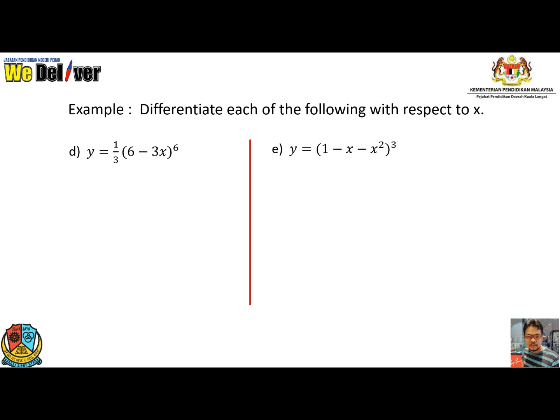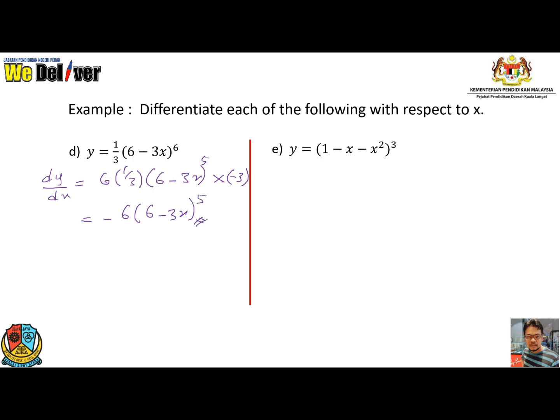Example d, y equals 1 over 3 in bracket (6 minus 3x) to the power of 6. We find dy/dx equals, so 6 in front, the power outside the bracket, times 1 over 3. Copy inside the bracket, (6 minus 3x) to the power of 6 minus 1, so you get 5, times differentiate inside the bracket, you get -3. So simplify, you get -6 times (6 minus 3x) to the power of 5.